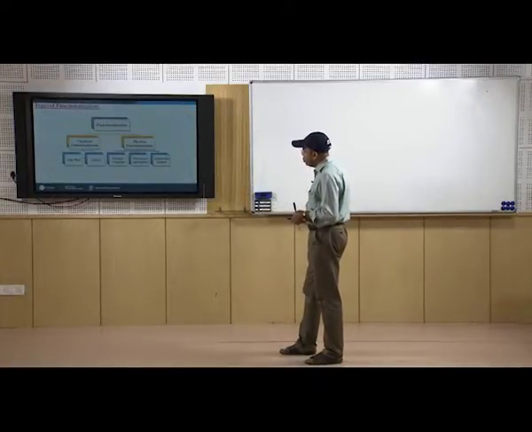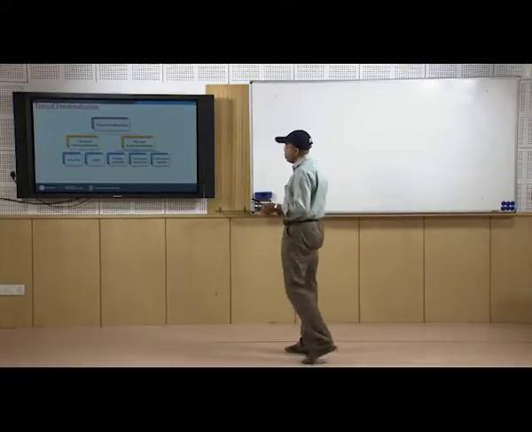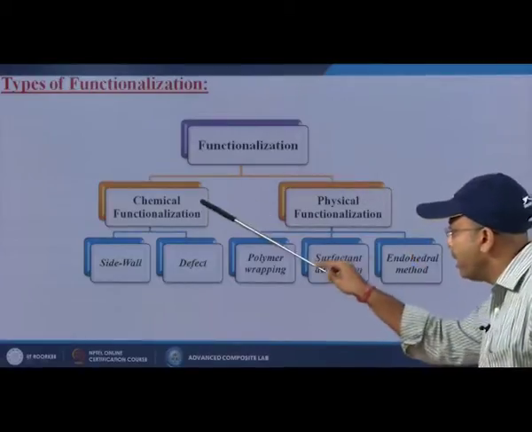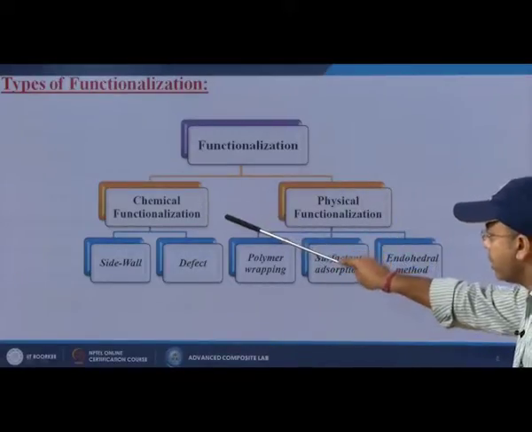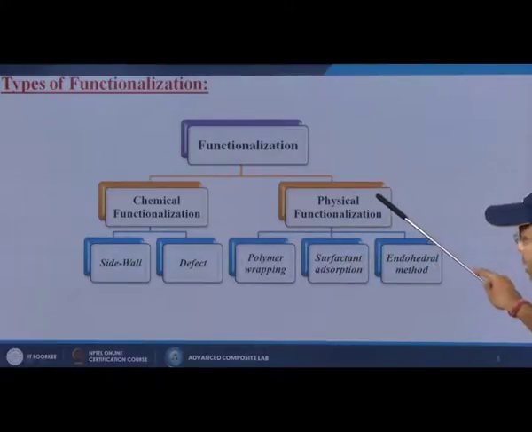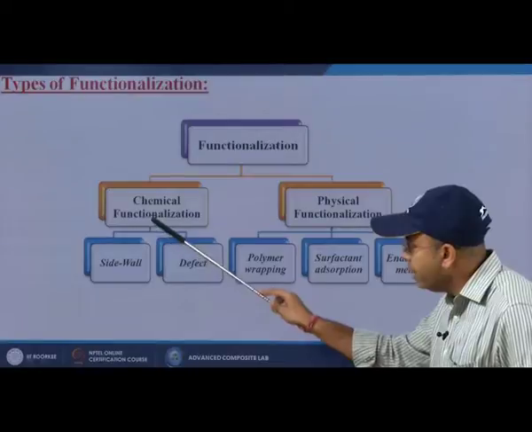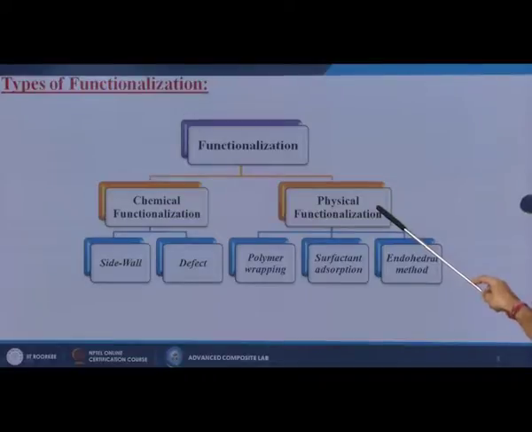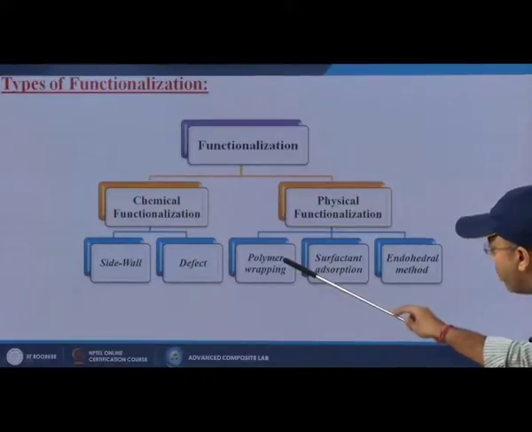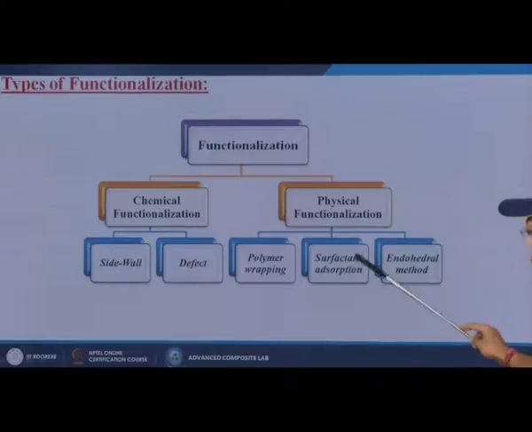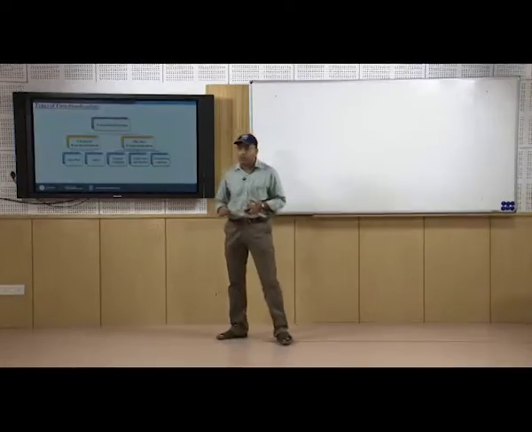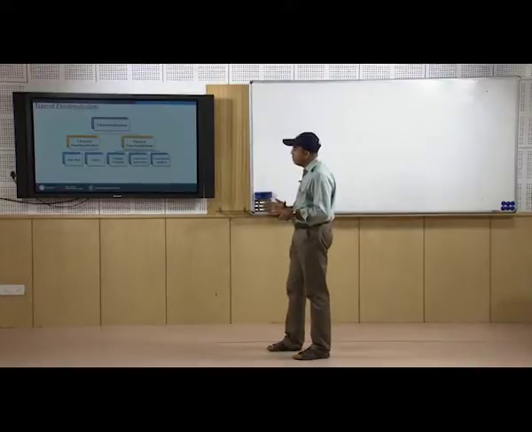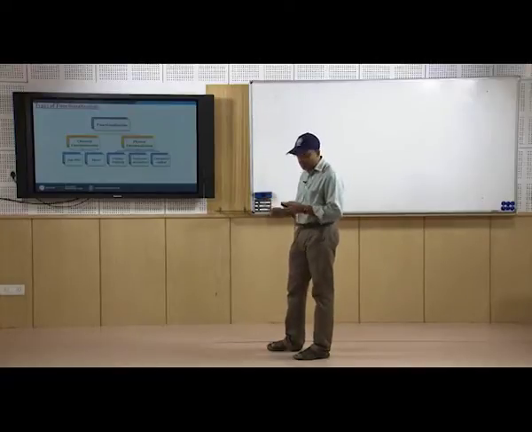Here we are trying to show you that there are several types of functionalization and how we can classify them. First is functionalization, which is divided into two types: chemical functionalization and physical functionalization. The chemical functionalization is divided into two, sidewall and defect, and the physical functionalization is divided into three parts: polymer wrapping, surfactant adsorption and the endohedral method. So it is divided into two classical zones, chemical and physical functionalization.